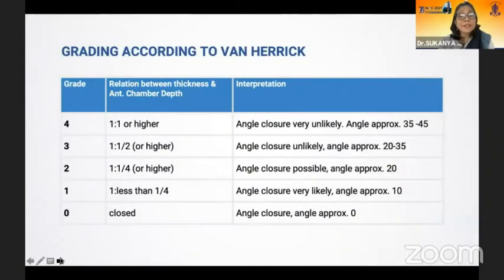Van Herrick then graded the peripheral anterior chamber depth according to how the thickness was in relation to the corneal thickness. If the peripheral anterior chamber depth is equal to the corneal thickness, or if it is between half to full thickness, or if it is between 1/4 to even full thickness of the cornea, then we don't have to worry. These are grades 2, 3, and 4. But if it is 1/4 of the cornea thickness or even less, then we are worried, and a gonioscopy is a must to identify any angle closure and narrow angles.